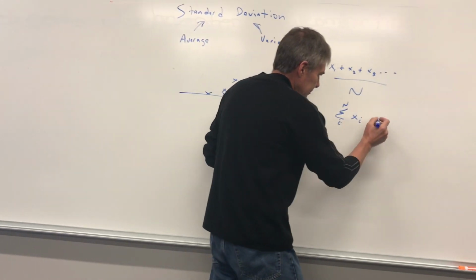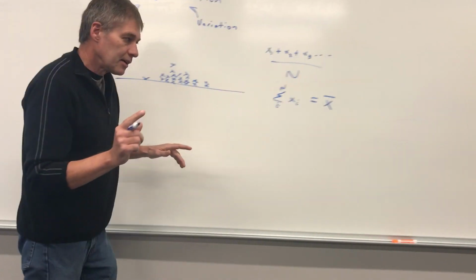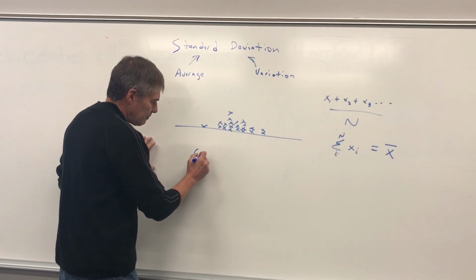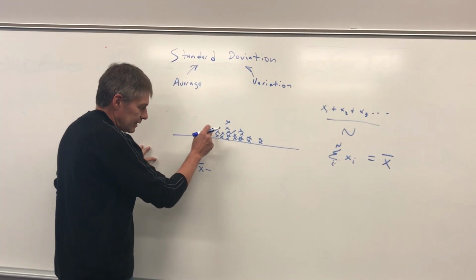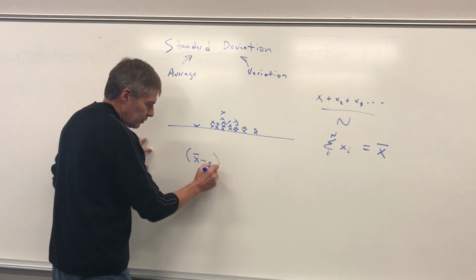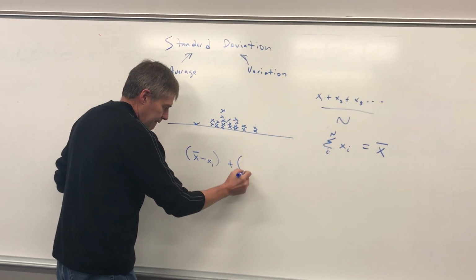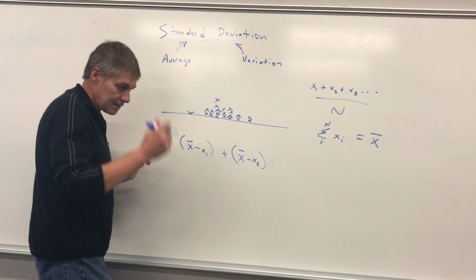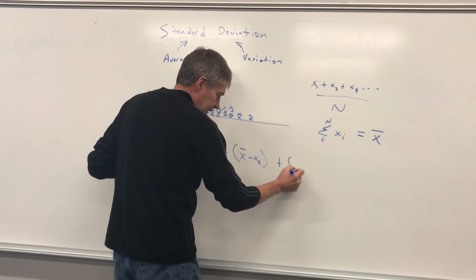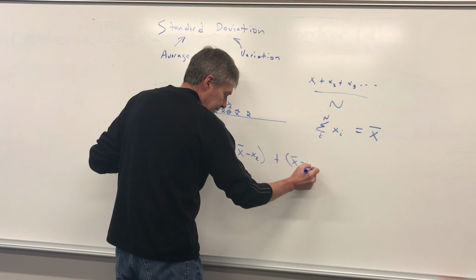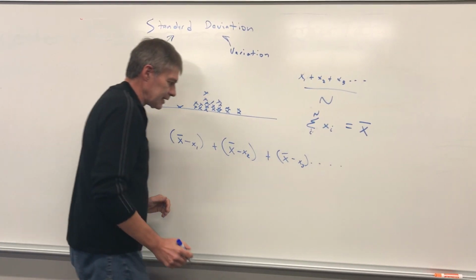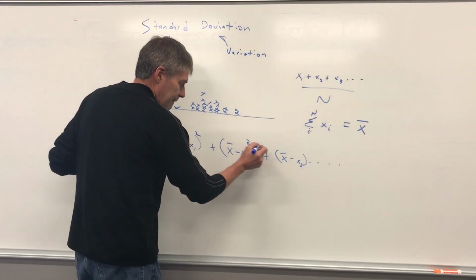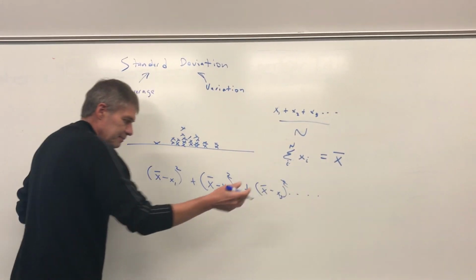Now, let's go back to this thing, the variation. Based on this, I can come up with my x bar, or average. So what I want to do then is take my average and subtract x1, x2, x3, on and on and on, right? Now the trouble is I might have a negative number here. So to get rid of that, I'm going to square it. Right? So they're all squared.